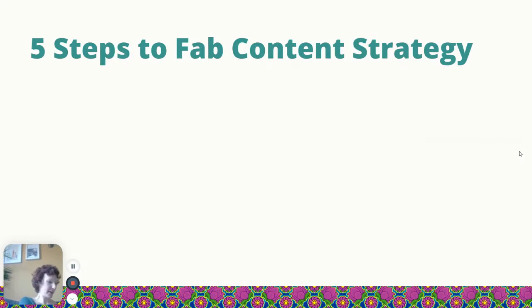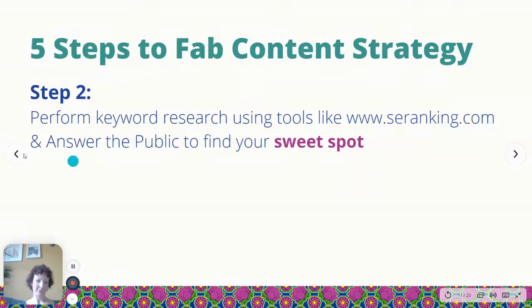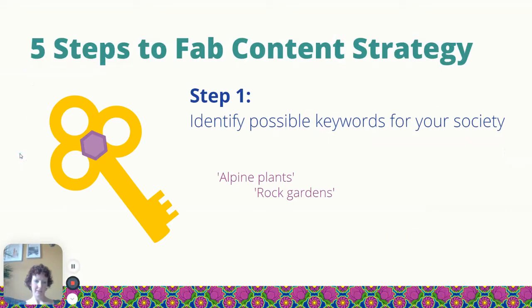All right, so I'm calling this 5 steps to fab content strategy. Okay, so step number 1 is quite simple. All right. So step number 1, identify possible keywords for your society.